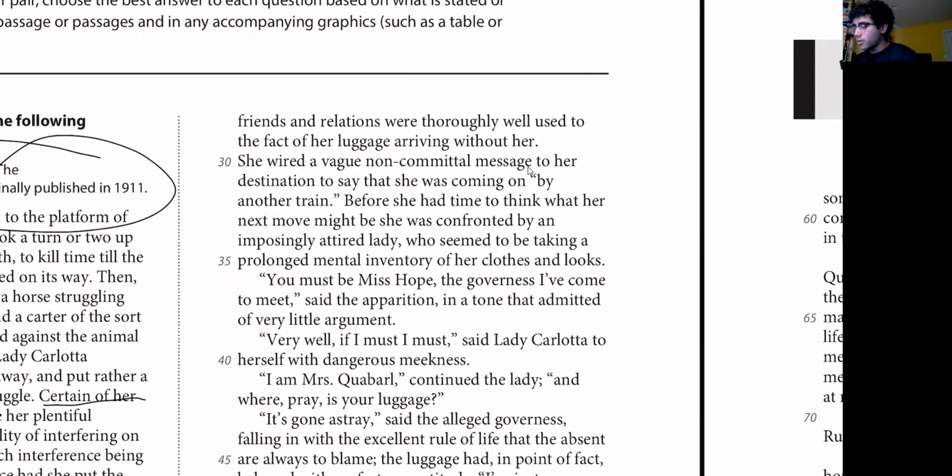Before she had time to think of what her next move was or might be, she was confronted by an imposingly attired lady who seemed to be taking a prolonged mental inventory of her clothes and looks.